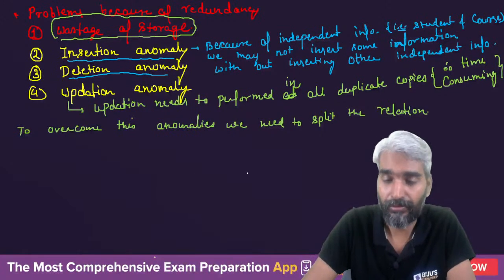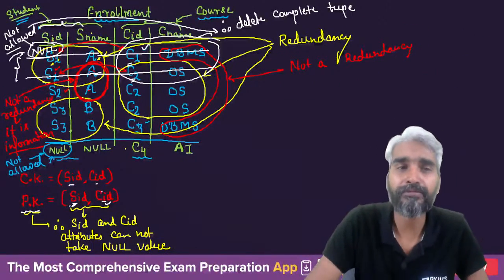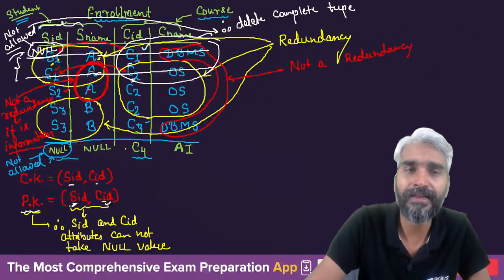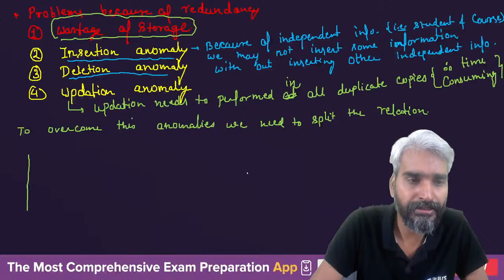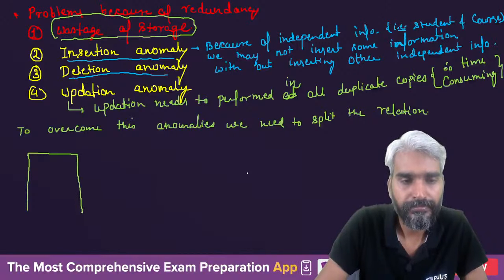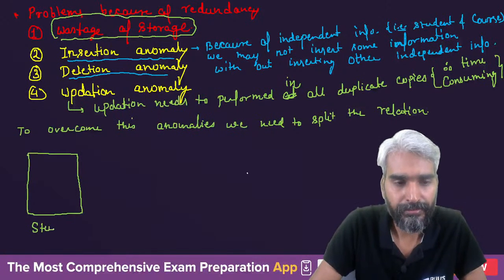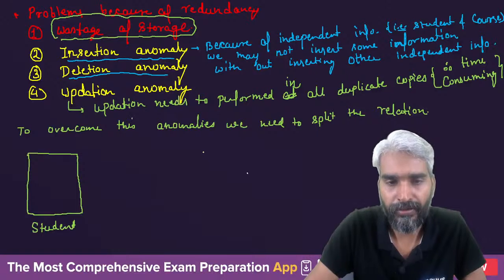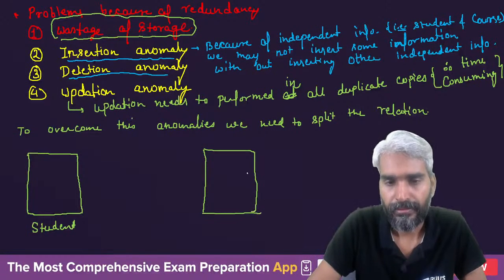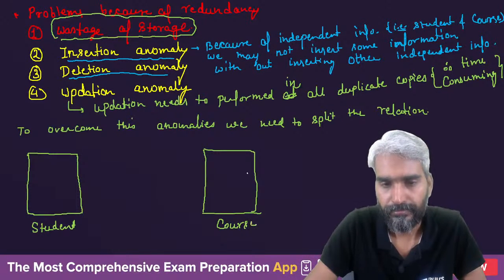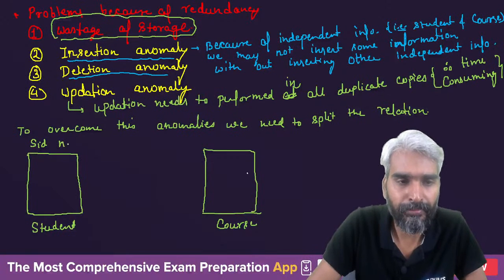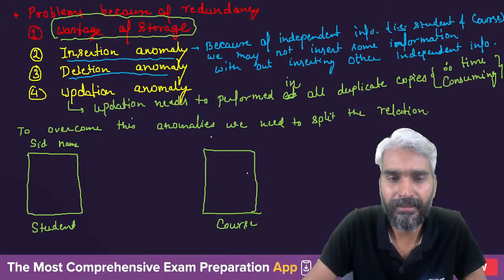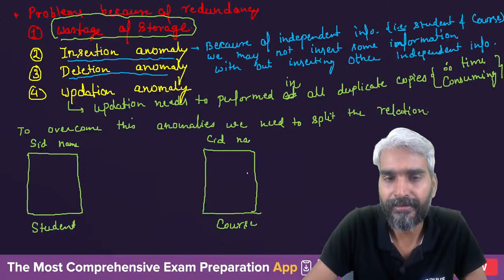Let's try to understand now. There are two different types of information. One is the information of student, another is the information of course. Then why don't you create two different tables, one table for student, one table for course, right? So in student, the information will be related to SID of the student and name of the student. In course table, the information will be corresponding to CID and name of the course.